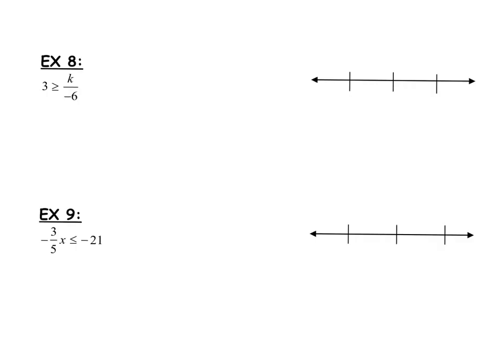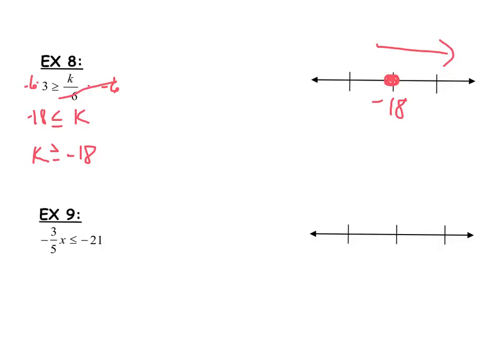Okay, a few more practice problems. I have 3 is greater than or equal to k over negative 6. In order to solve, I'm going to multiply both sides by a negative 6. That means I have to reverse the inequality. So k stays on the right, and I get negative 18. And so k is greater than or equal to negative 18. I can flip it around if I want, just to make it easier to graph. All right, that's not a very pretty graph. It really should be better than that.